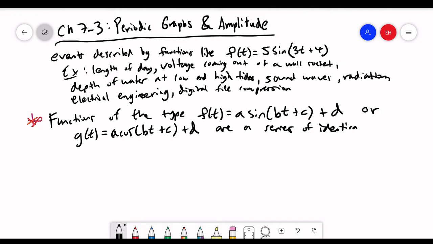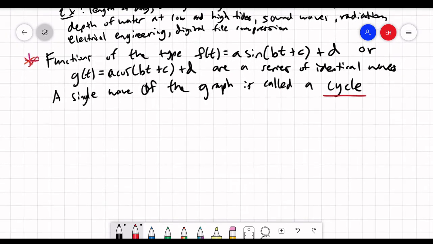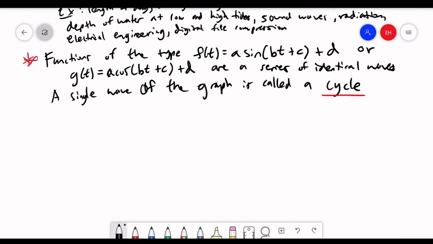So we have the two basic sine and cosine functions, f of t equals a sine bt plus c plus d, or g of t equals a cosine bt plus c plus d. And these are going to be sine and cosine wave functions, and a single wave is called a cycle. The single wave of the graph is called the cycle, and the length of each cycle is called the period of the function. Basically, the period is going to be how long until the function repeats.